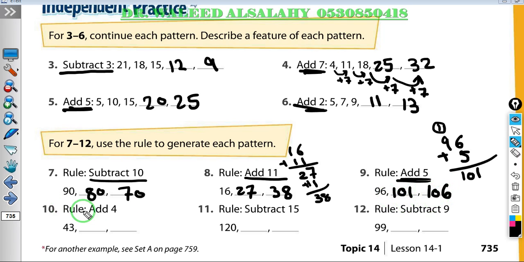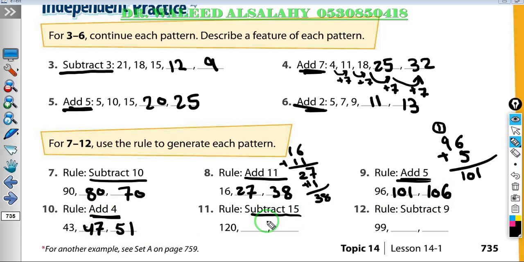So easy. He said here add 4. 43 plus 4, it's 47. 47 plus 4, it's 51. So easy. You can add 4 or count by your hands. If you don't know how to add, you can count after 47, 48, 49, 50, 51. So the answer is 51.